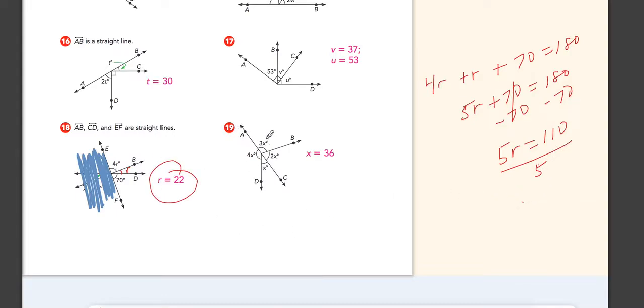For number 19, these four angles together have to equal 180. No, it doesn't, it's equal to 360. As you can see, there's a little circle there. It's kind of broken up, but it's a circle. So 4x plus 3x is 7x, plus 2x is 9x, plus that 1x is 10x. So I'm left with 10x has got to be equal to 360. I divide both sides by 10. I get x is equal to 36 degrees.